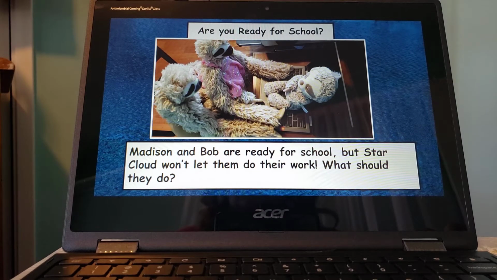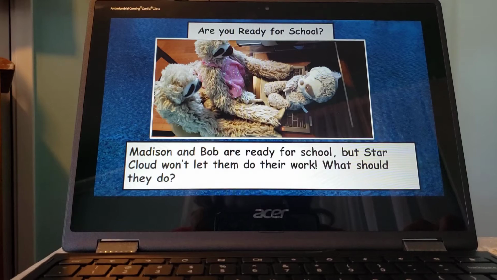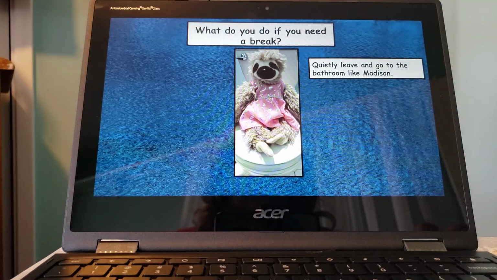And these are just the slides that we use to get the kids to understand what a good listener, a good learner looks like when we're doing distance learning. We have our new little baby Star Cloud, who is kind of naughty now, and she's trying to keep her parents from learning. And if they need a break, we just tell them you just quietly go and come back. You don't have to unmute yourself and say, I have to go to the bathroom. Just go. It's okay. We don't all need to know.